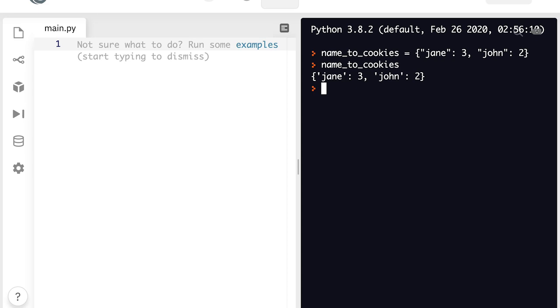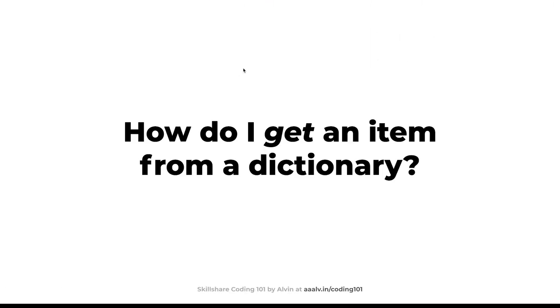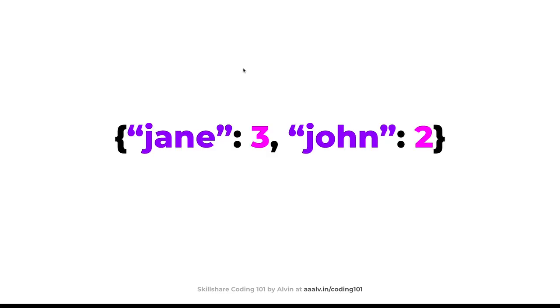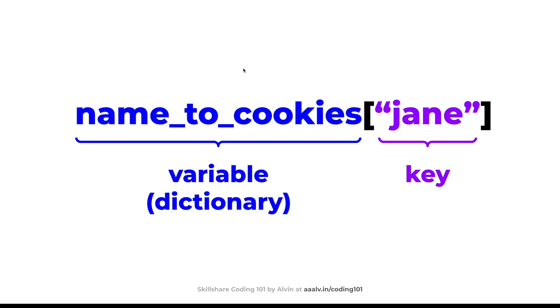However, what if you only want Jane's number of cookies? How do I get an item from a dictionary? All we need is the key we're interested in. In this case, we want Jane's number of cookies, so we need the key Jane. Use square brackets and the key to get that item. This code will return the number that Jane corresponds to, which is 3. Let's try this in code now.